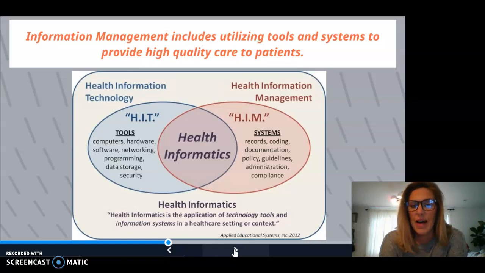Here you can see that health information technology is directly related and used with health information management. The systems that we were talking about earlier are records, coding, documentation, policies, guidelines, administration, and compliance. These all combined are health informatics.